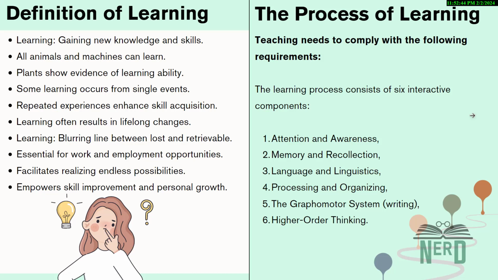Then there is another, the graphomotor system, which is writing. Remember that this is the physical part of writing. Remember, when you first learned to write your name, it was all about coordinating your hand movement, right? Then higher order thinking. What is this? This is the more complex stuff like analyzing, evaluating, and creating. It's like when you write an essay, you gather information, right, from your own opinion first and then put it all together in a structured way.